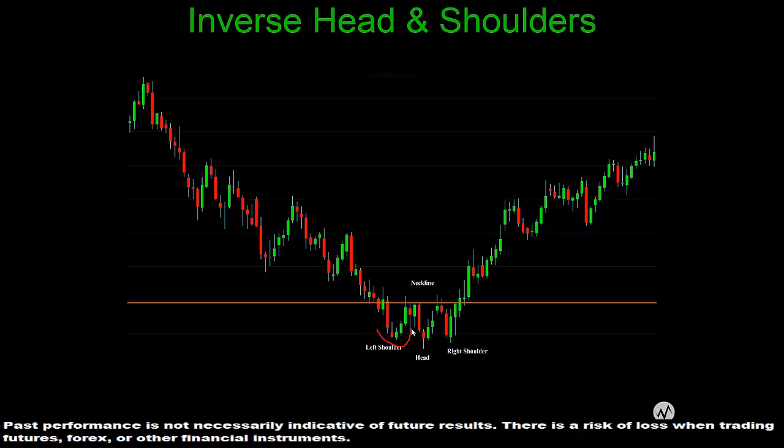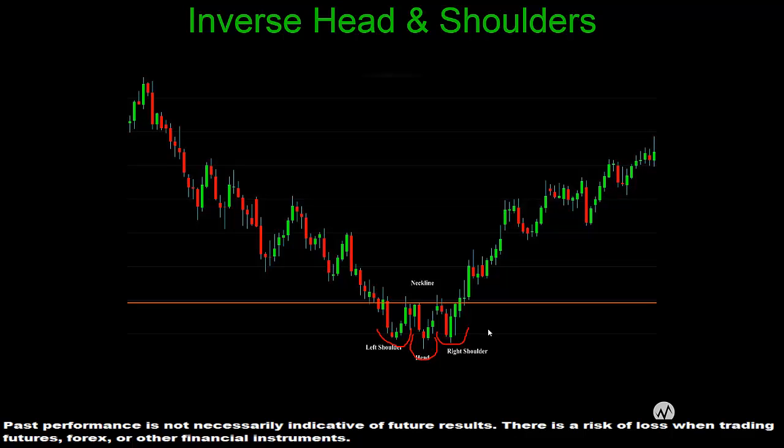You have your first low. Then you have that new low, which is much lower than this low. And then you have that next low, which is higher than that previous low. And that's your head and shoulders. And then that neckline, once it broke, you can see it just shot on up to the upside here.